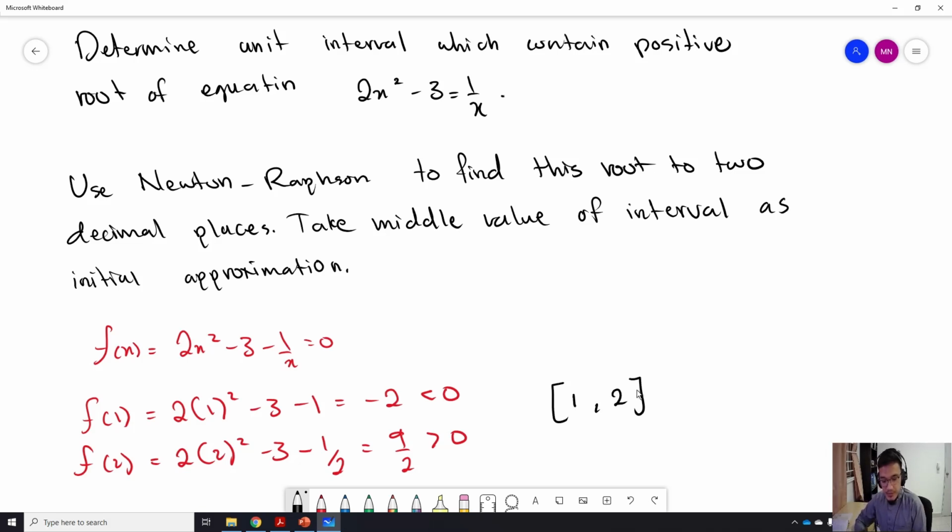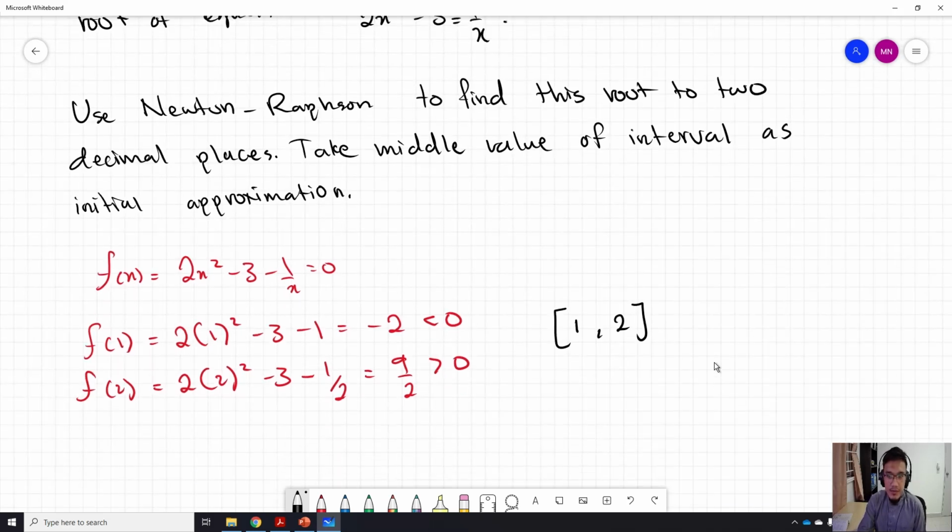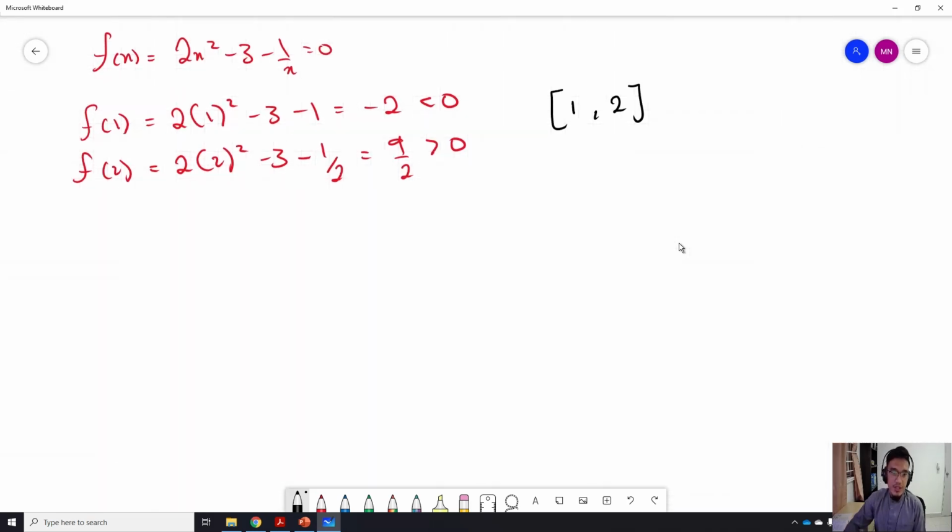So we have already identified the interval for the root, and then we continue to the next part of the question, which is to use Newton-Raphson to find this root to 2 decimal places, taking the middle value of the interval as the initial approximation. So the question wants us to let x0 equal the middle of the interval, that is 1.5.